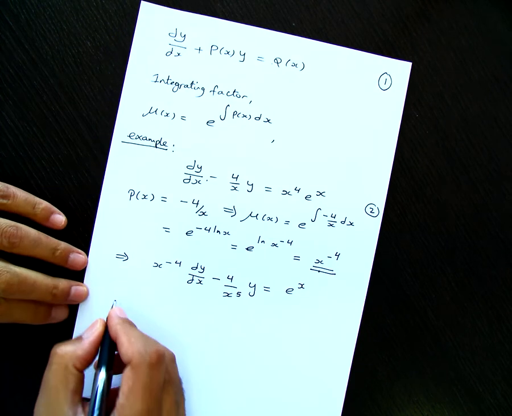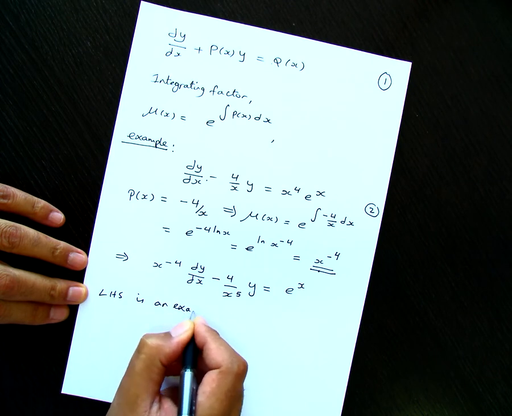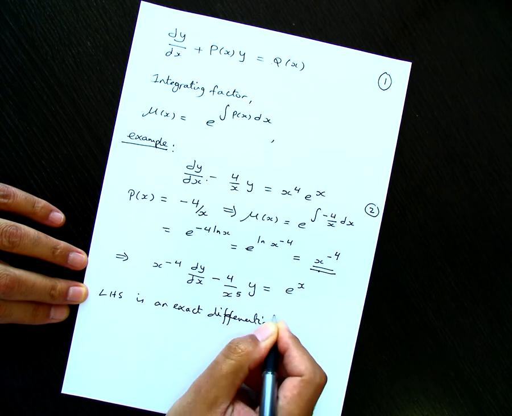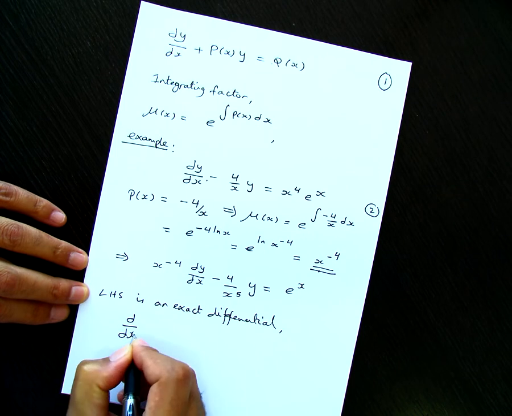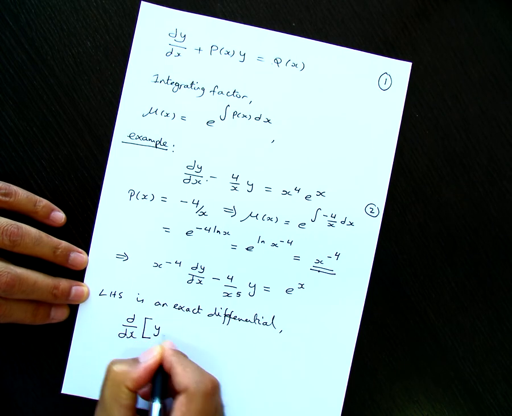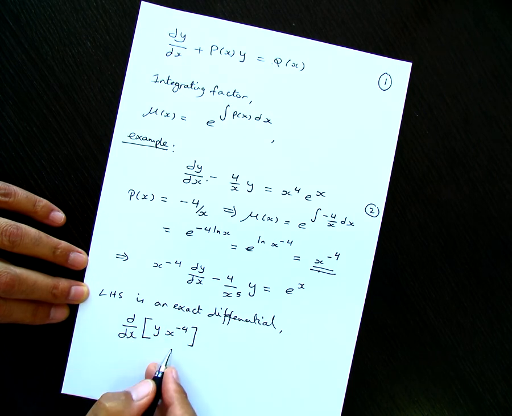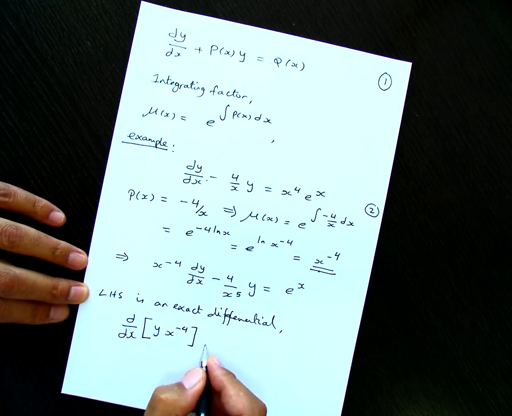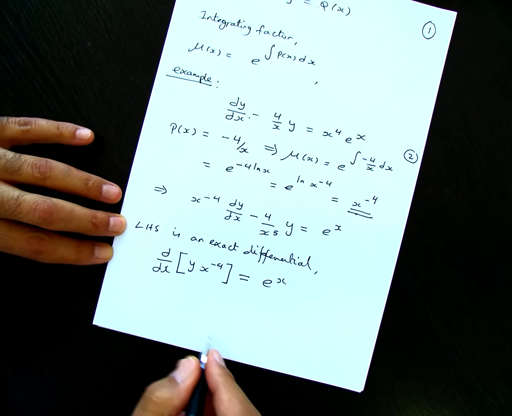Now if you look at the left hand side, it is an exact differential. What I mean by that is, this can be written as d/dx of y times x to the power minus 4. And if you differentiate that using the product rule, you will get back to the left hand side here. And now the right hand side is equal to e to the x. We haven't changed anything here.